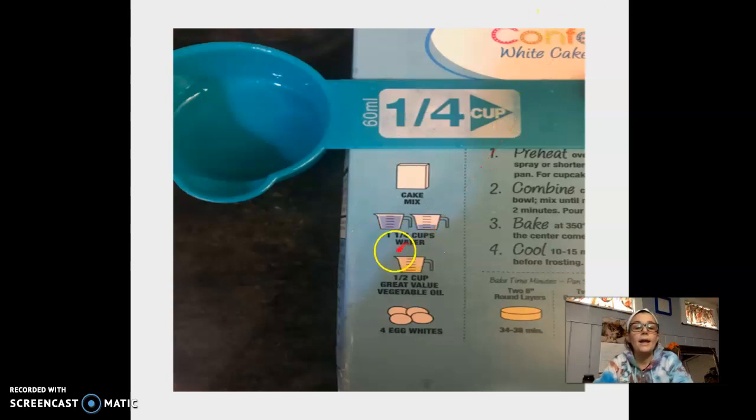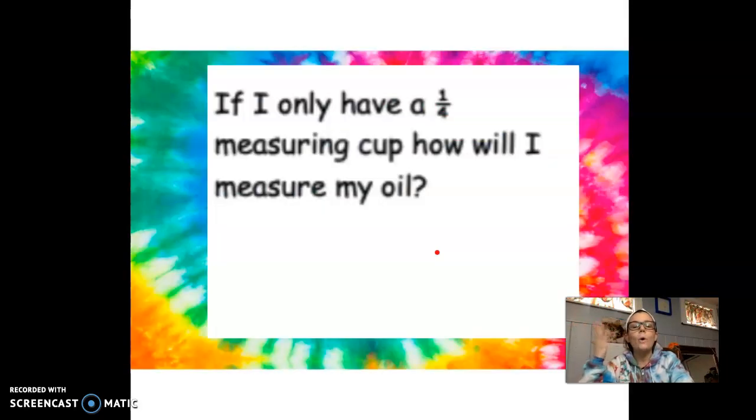And after that, I needed to add my oil. But again, I was running into the same problem. I only had my 1/4. So if I only have a 1/4 measuring cup, how am I going to measure my oil? So I want you to think about that, and how would you do that?